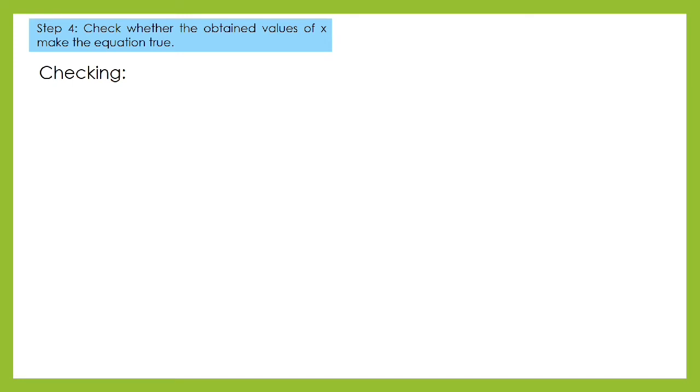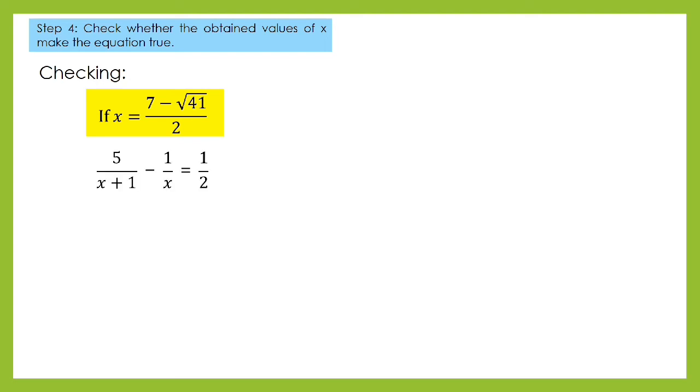Let's check the second root, 7 minus square root of 41 all over 2. Substitute to the original equation. Yung x ay pinalitan natin ng 7 minus square root of 41 over 2. Okay, ito rin. Ito yung ating second root equals 1/2.